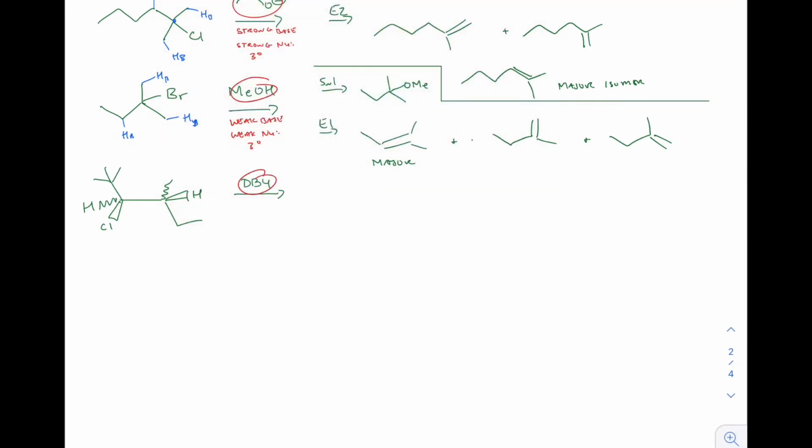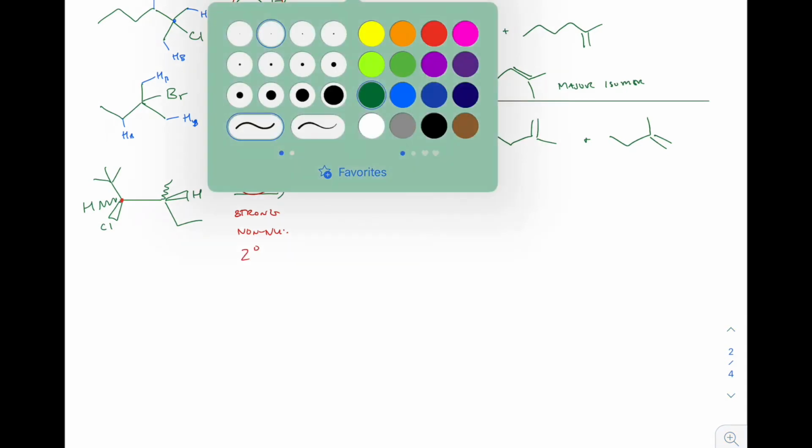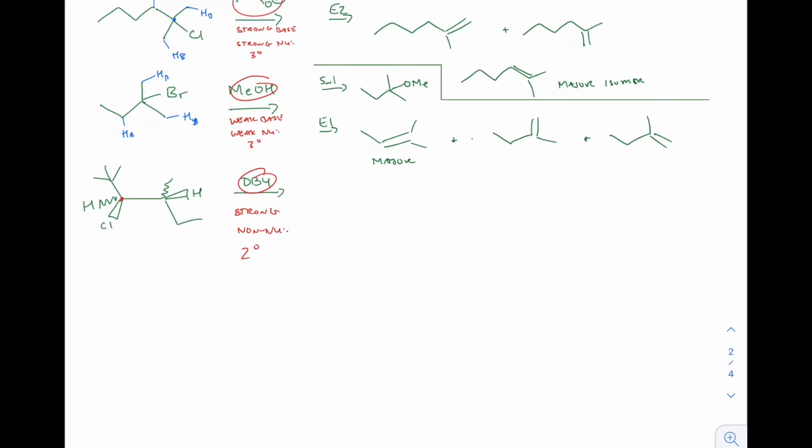Now, DBU. Remember DBU? What it is. It's a strong, non-nucleophilic base. So right off the bat, we're thinking elimination product, specifically E2, because it's a secondary alkyl halide. And for this one, we have stereochemistry indicated. So this is actually important. We need to practice this.